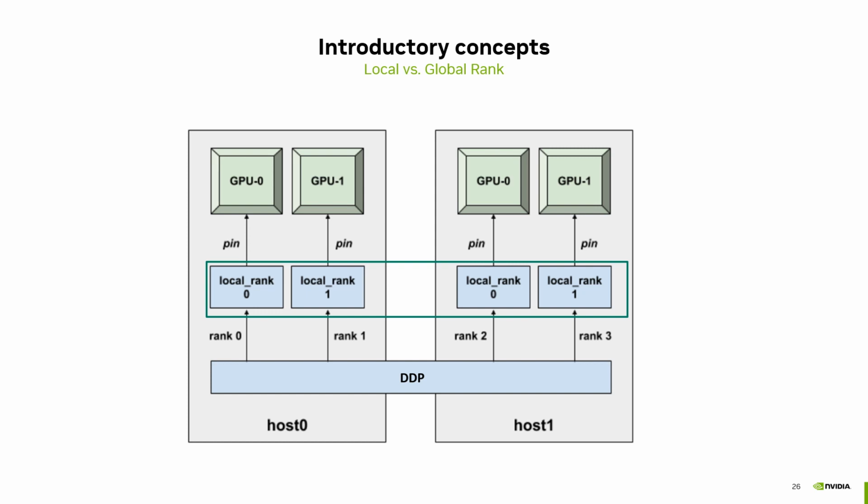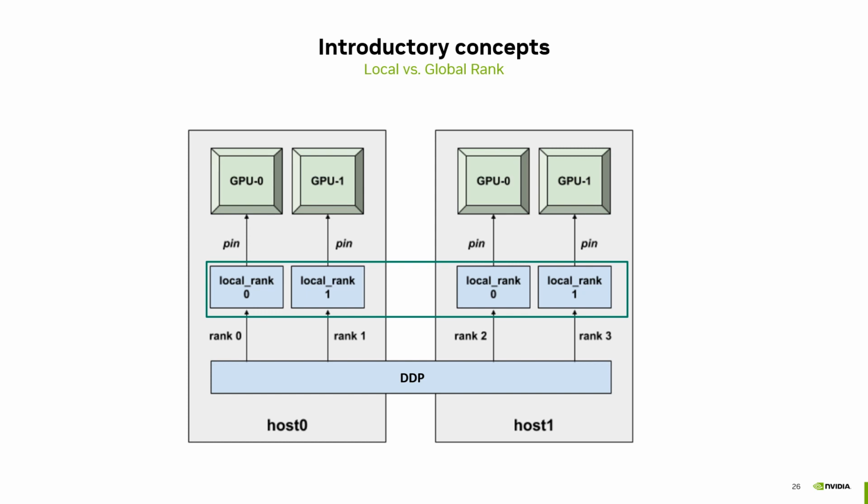Another concept is the concept of local rank. As you might see here, local rank is a unique identifier, but only per host or per node. So as you see, we have a local rank 0 and 1 for the first host, and then we have a local rank 0 and 1 also for the second host. Why do we need these identifiers? This will have different benefits.